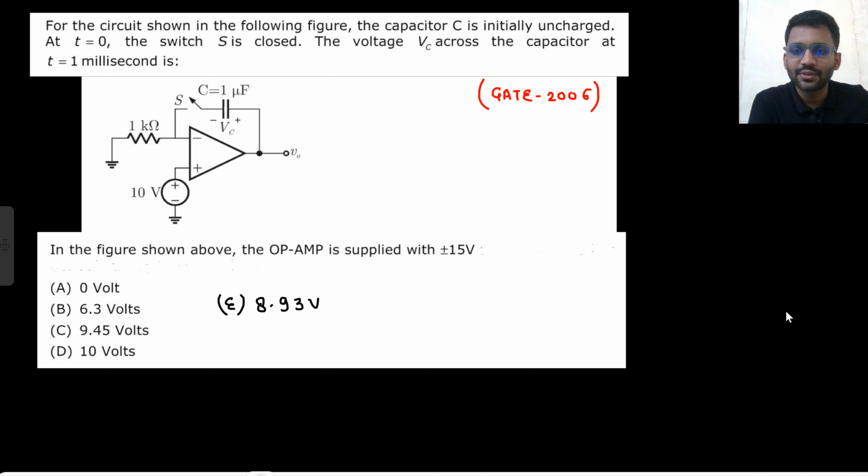Hi everyone. So let's see this question. It was asked in GATE 2006. It is a simple integrator-based question. In this video we are going to see why this question is wrong. This question is absolutely wrong.